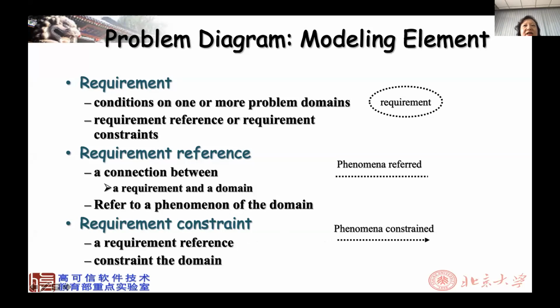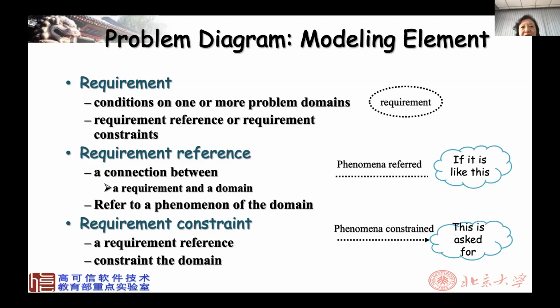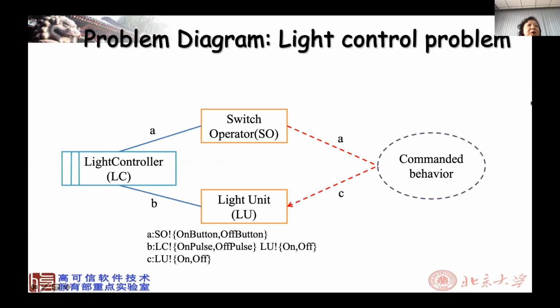So these are the three kinds of modeling elements for the problem diagram. The reference means if it happens like this, and the constraint is asked for. So this is the difference. And then we can also show the light control example. These three domains and the interfaces come from the context diagram, and for the problem diagram we include a requirement here, one requirement reference and one requirement constraint.